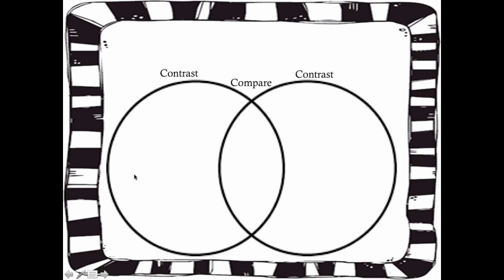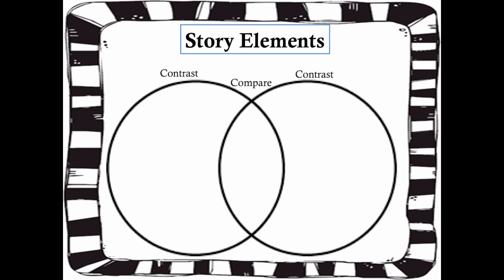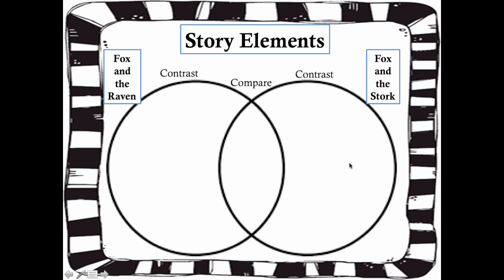Now, let's talk about contrasting these stories and comparing these stories. We're going to do a compare and contrast about story elements. On this side, we're going to be putting things that go with the fox and the raven. Remember, if we contrast it and it's different, it will go over here if it's only true about the fox and the raven. And on this side, we'll be putting things about the fox and the stork story. So if it's different from the fox and the raven, we'll put it over here. In the middle is where we compare them and we tell how they're the same. That's why the circles overlap. So I want you to get out your ELA notebook because you're going to be writing some things down as you pause the video and go through.